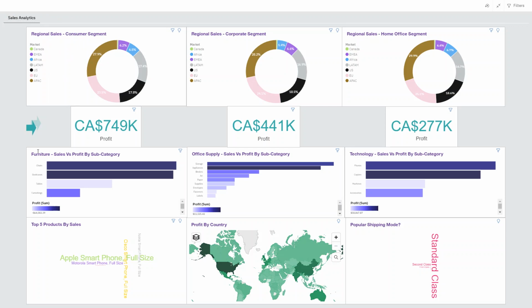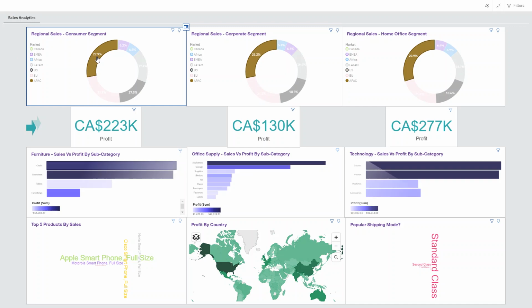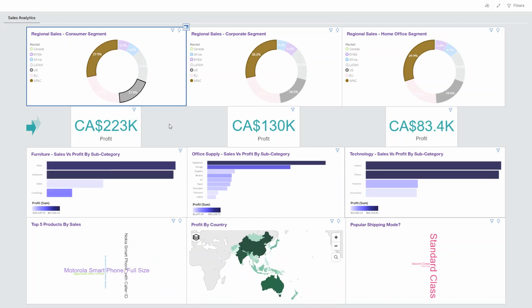And the other question would be how well are these categories doing in terms of sales versus their profits by subcategories. So you can drill this down to even looking at the region, right? So let's say we click on the APAC region. Okay, so my dashboard updates.